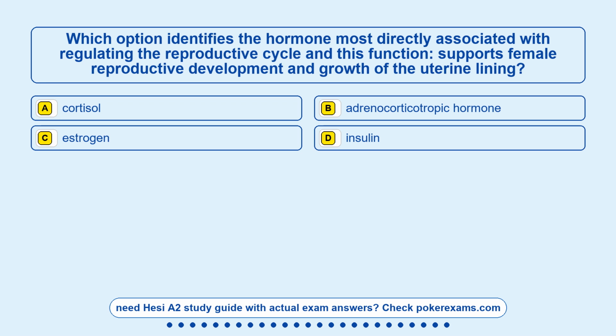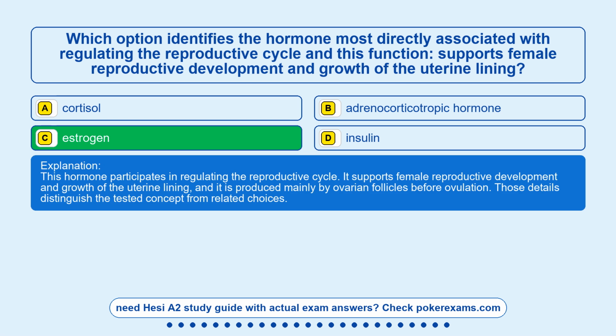Question 1. Which option identifies the hormone most directly associated with regulating the reproductive cycle, and this function supports female reproductive development and growth of the uterine lining? Option A, cortisol. Option B, the adrenocorticotropic hormone. Option C, estrogen. Option D, insulin. The correct answer is option C, estrogen.